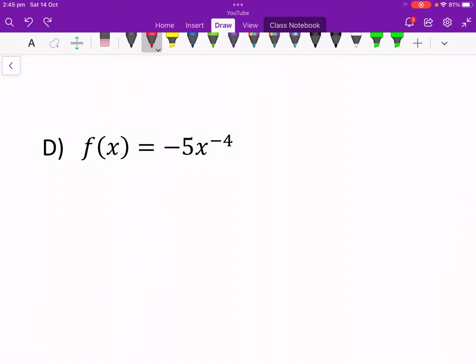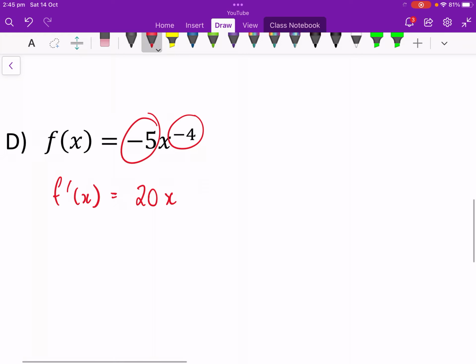Next one here. Okay, I've got some negatives. This makes it a bit different. So let's try it. We're going to write the differentiated function is equal to negative 5 times negative 4 is positive 20, because a negative and a negative make a positive. The x stays there. Now I'm going to subtract 1 from negative 4. Please note that negative 4 take 1 is not negative 3.